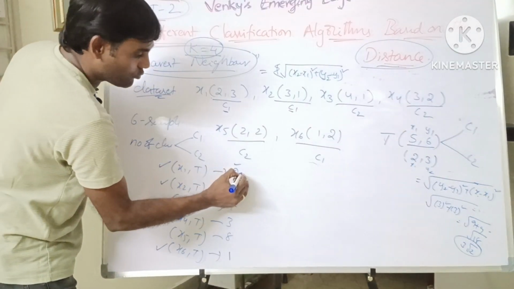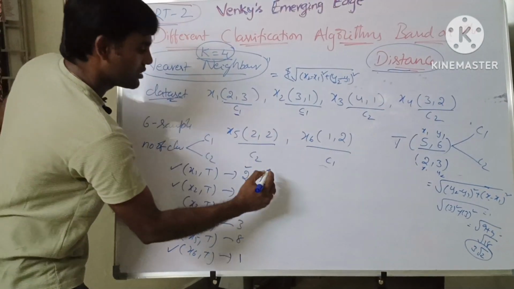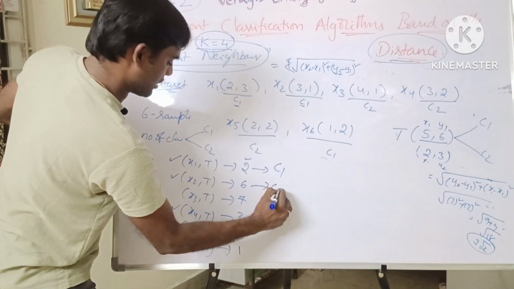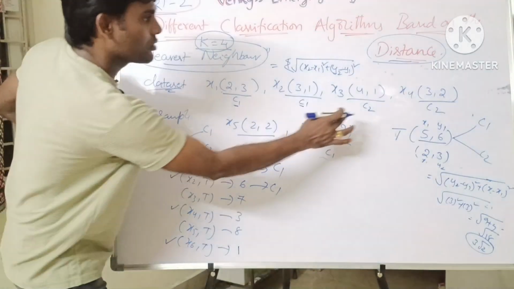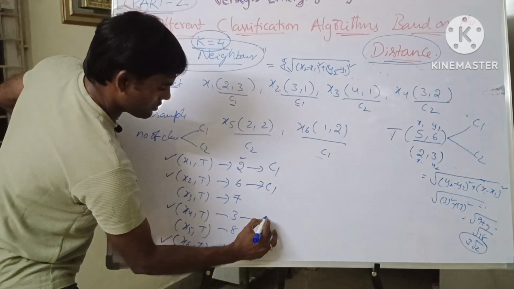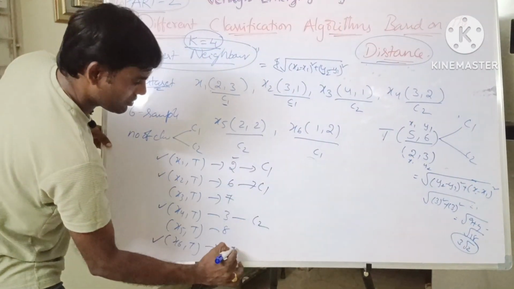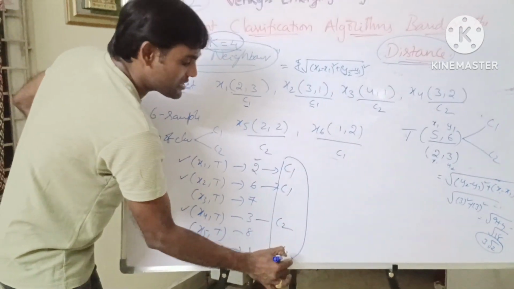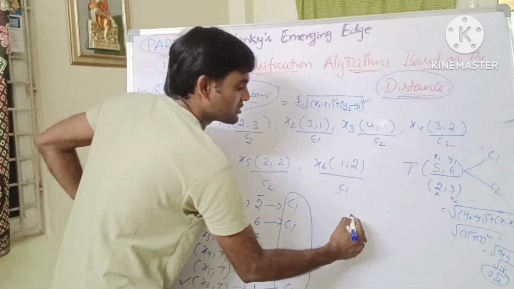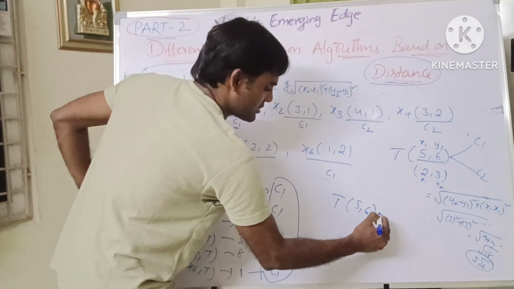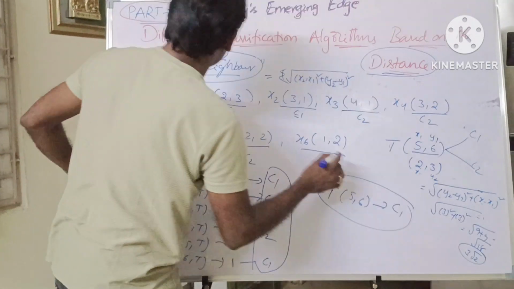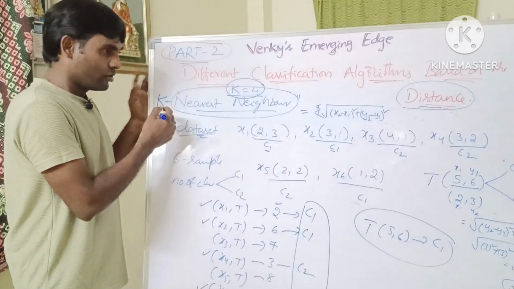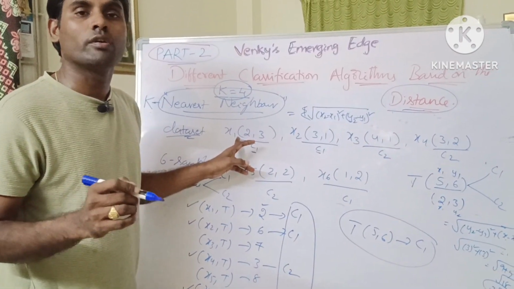Then the first sample, what is its class? X1, C1. What is the class of X2? C1. What is the class of X4? C2. What is the class of X6? C1. Is it clear? See, out of these 4, which one is the majority class? C1. So finally we decide T, 5 comma 6, belongs to the C1 class. This is what we call K nearest neighbors. Is it clear? Okay.